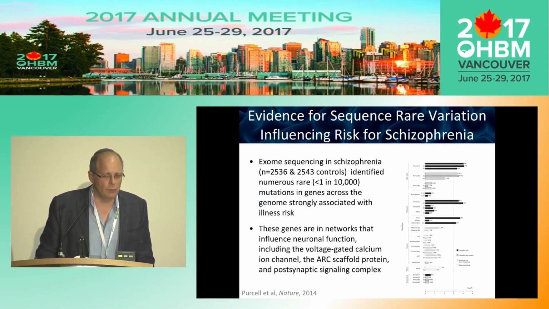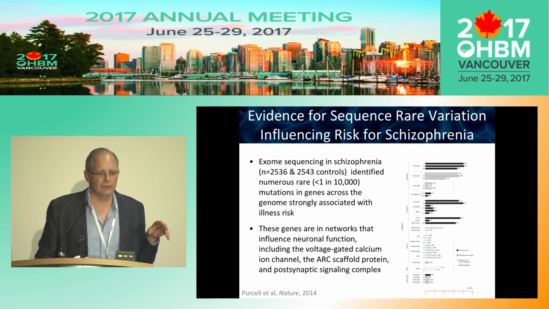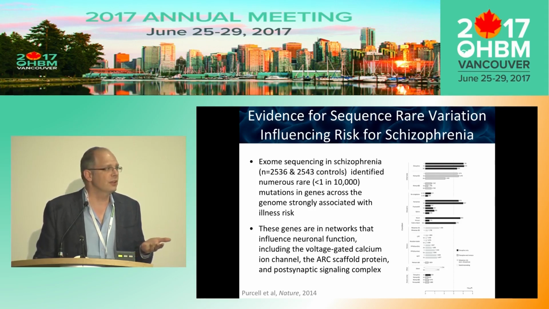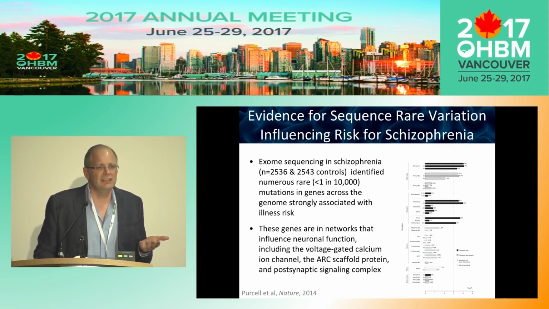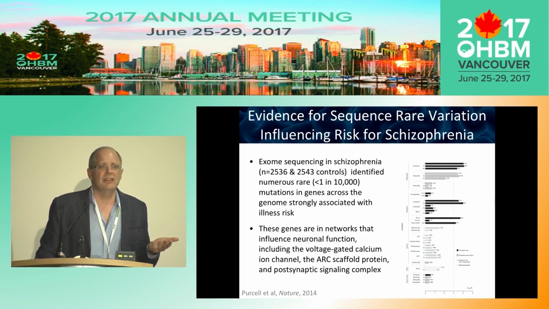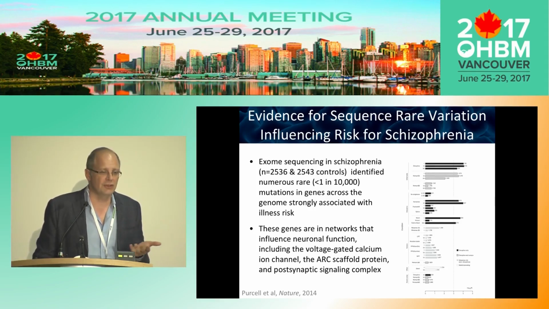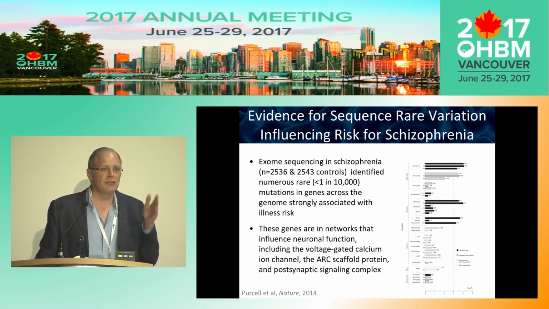And so one set of evidence comes from schizophrenia, where you have this paper from Shaun Purcell and colleagues, where they looked at exome sequencing in about 2,500 individuals with schizophrenia and 2,500 controls, and they identified a bunch of rare variants in the patients that seemed to be associated with risk for schizophrenia. The problem is, if you are expecting a variant to appear only once in 10,000 people and you've only studied 2,500 of them, you're not going to get enough copies to make a statement about any one gene.